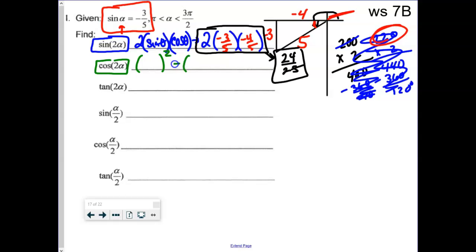So cosine squared minus sine squared is what we're setting up. Has to be in that order, so watch out. So cosine squared is a negative 4/5 squared. There's a subtraction sign between them. And then sine squared is a negative 3/5 squared. So that comes out to, let's see, that's 16/25 minus 9/25, which is 7/25.